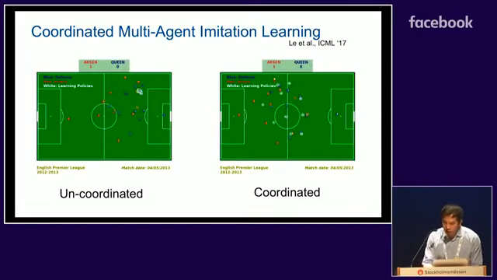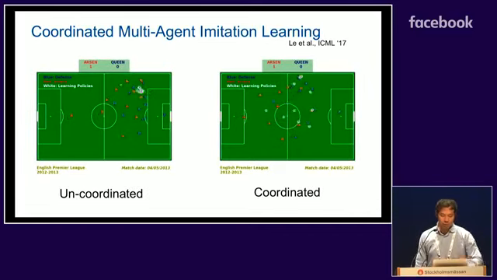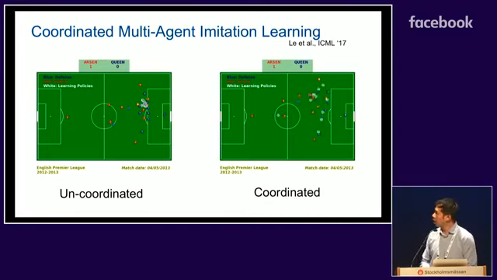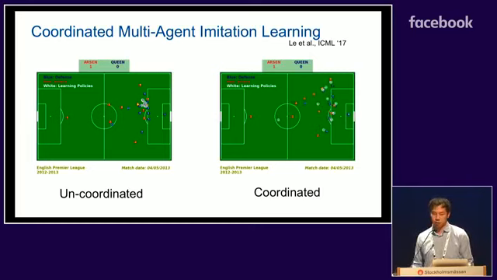Here I just want to show an example of what happens if we ignore this implicit coordination during training. You can see on the left-hand side that the joint actions become severely uncoordinated, and basically the imitation learning problem essentially collapses.